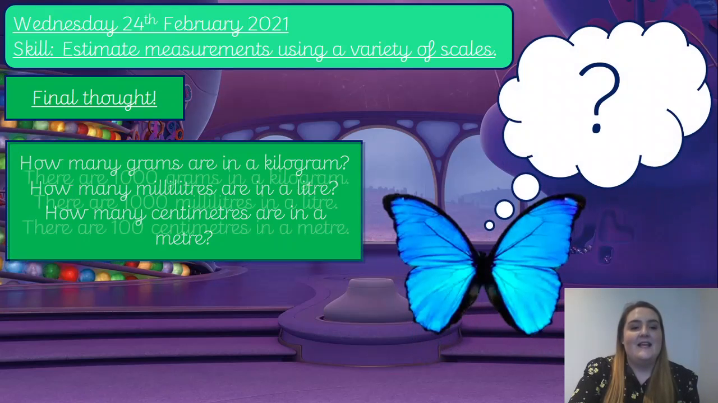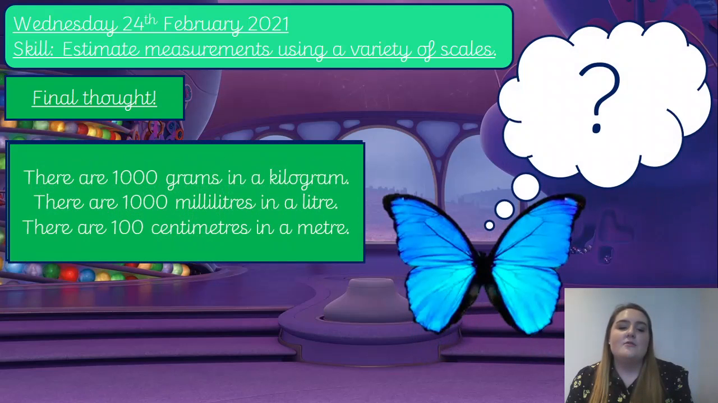Now let's see. So there are 1,000 grams in a kilogram, there are 1,000 millilitres in a litre, and there are 100 centimetres in a metre. Well done if you got all three of those right. They're quite tricky things to remember, aren't they?